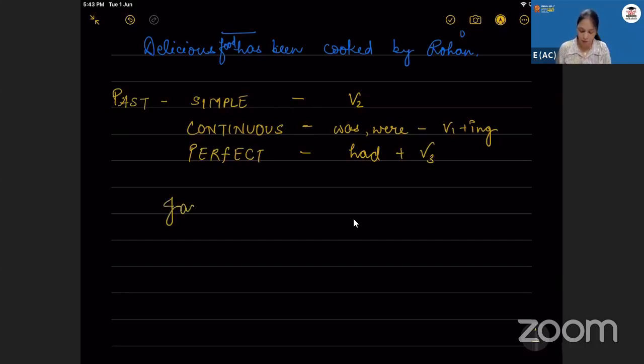Jacob played the piano. Jacob was playing the piano.